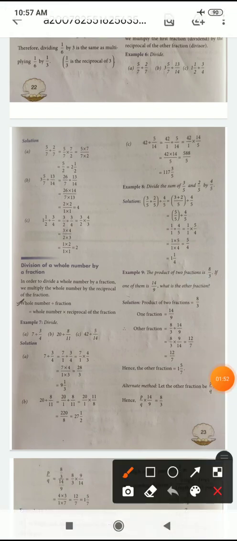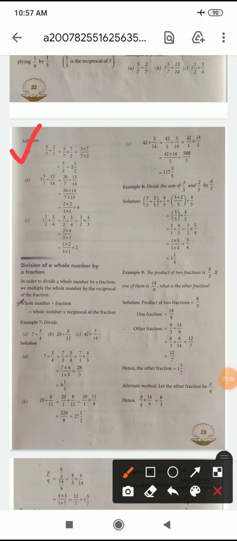Solution, you see. According to the rule, we write the reciprocal of the second fraction. So the reciprocal of 2 by 7 is 7 by 2. Just you multiply. Okay. Then division of a whole number by a fraction.